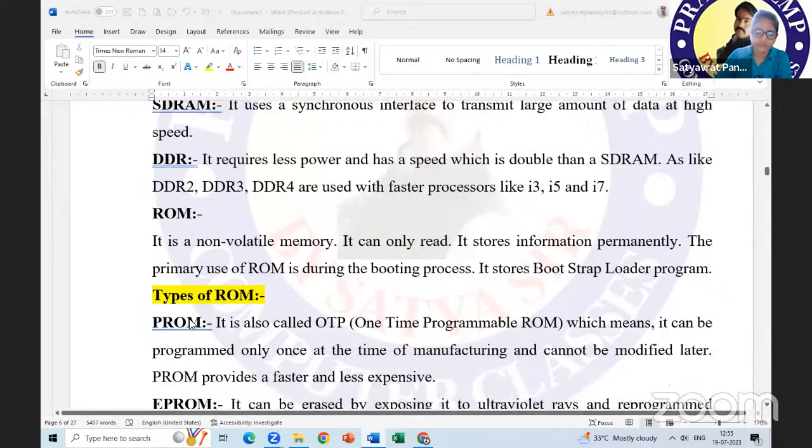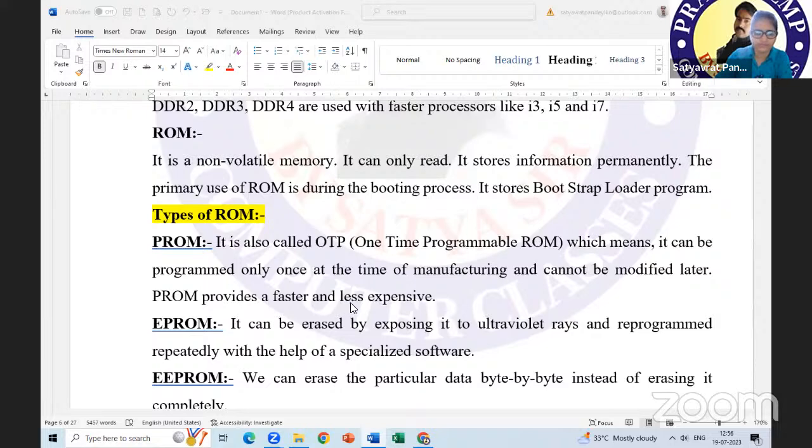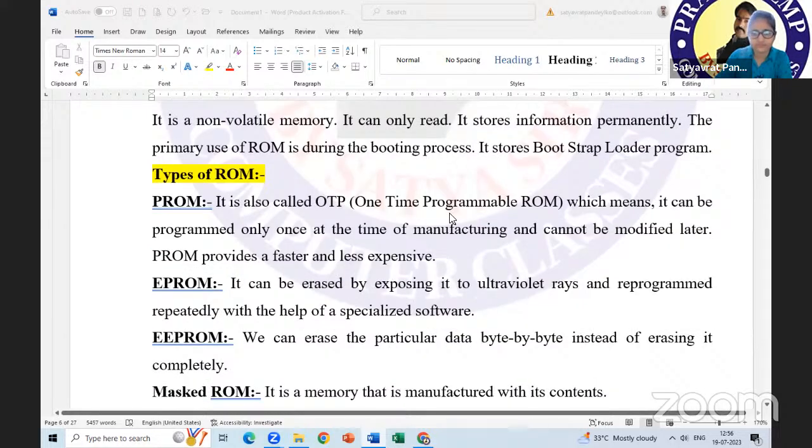Now types of ROM. PROM. It is also called OTP, one-time programmable ROM, which means it can be programmed only once at the time of manufacturing and cannot be modified later. PROM provides a faster and less expensive feature.